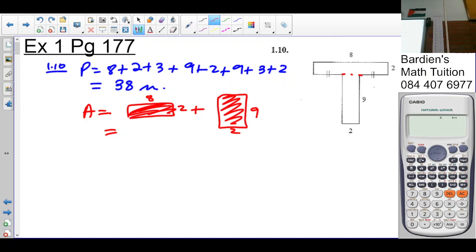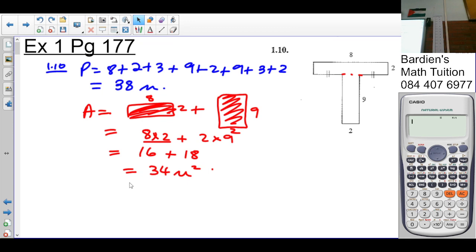Can you all see that? So, how do you calculate the area of a rectangle? Length times breadth. So it's 8 multiplied by 2 plus 2 multiplied by 9. 8 times 2 is 16, plus 18, which is 34 units. Okay. Any confusion?